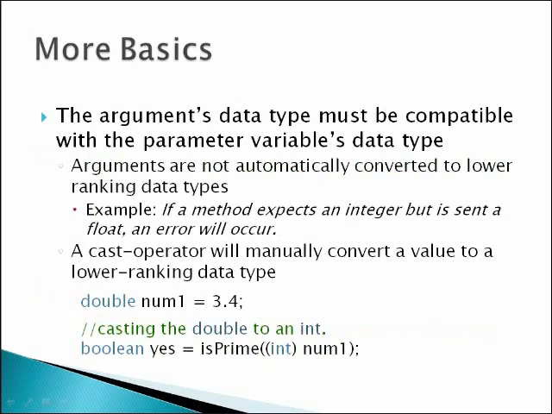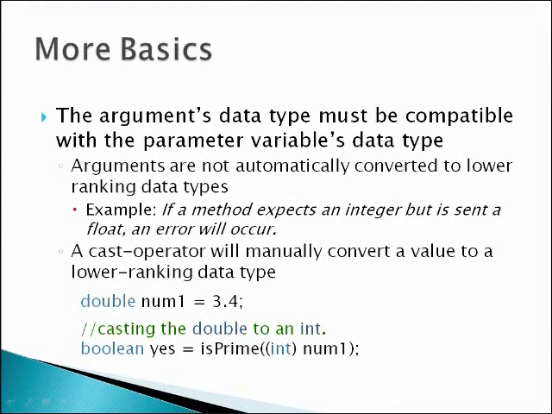More basics. The argument's data type must be compatible with the parameter variable's data type. Arguments are not automatically converted to lower ranking data types. Example: if a method expects an integer but is sent a float, an error will occur. A cast operator will manually convert a value to a lower ranking data type.